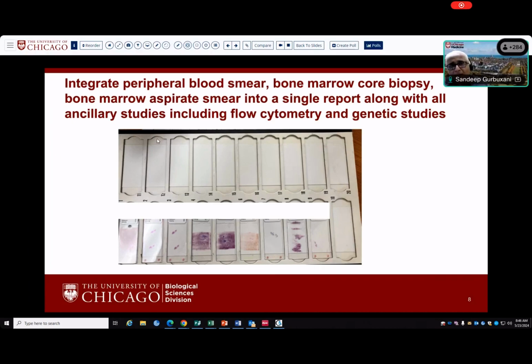But if you look at the current classifications of the hematologic malignancies, you'll see that there is more and more reliance on these ancillary studies. Flow cytometry has been a part of interpretation of bone marrows for a very long time. You can't tell a B cell from a T cell just by looking at the morphology, and you rely on flow cytometry to do that. And then genetic studies are more and more integral to appropriately classifying various entities.